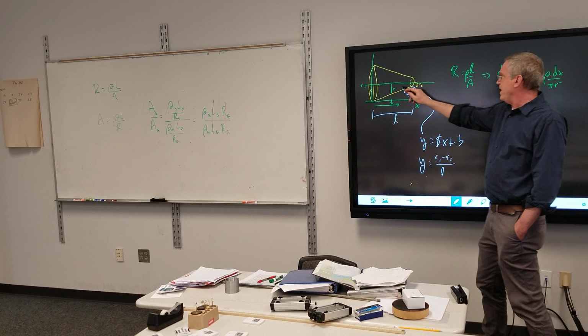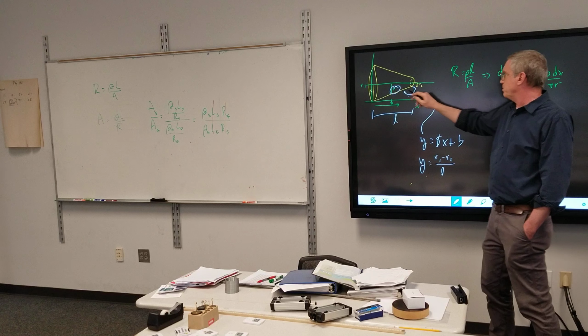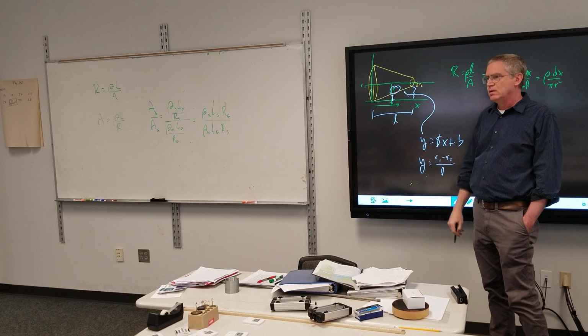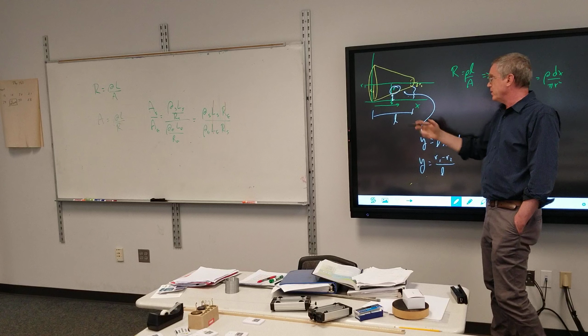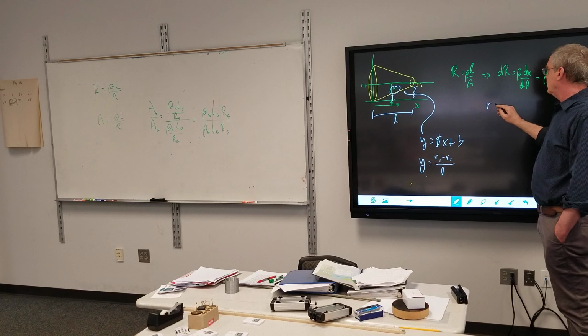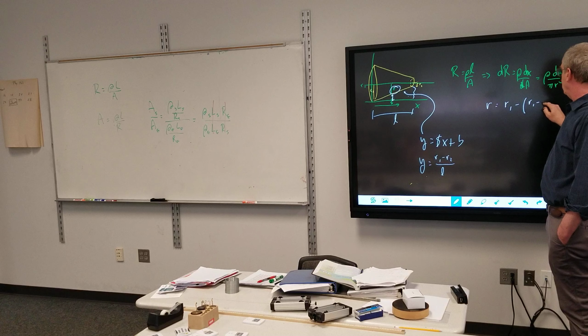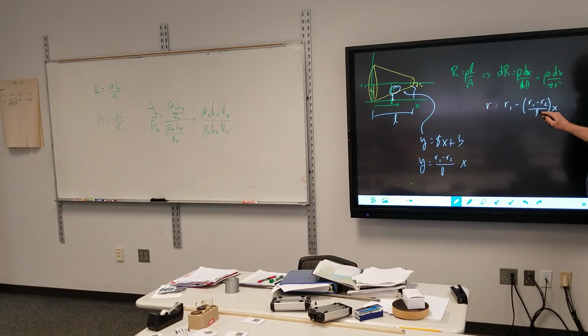My intercept is zero because I set it up so that. So my value of R in terms of x is just the difference between R1 and whatever value that is, which is the position of, well, I'm on the line right there. So little r there is equal to R1 minus (R1 minus R2)/L, I'm off my x there, times x.